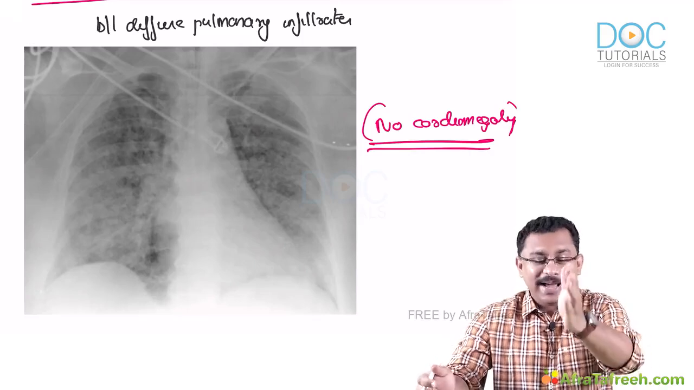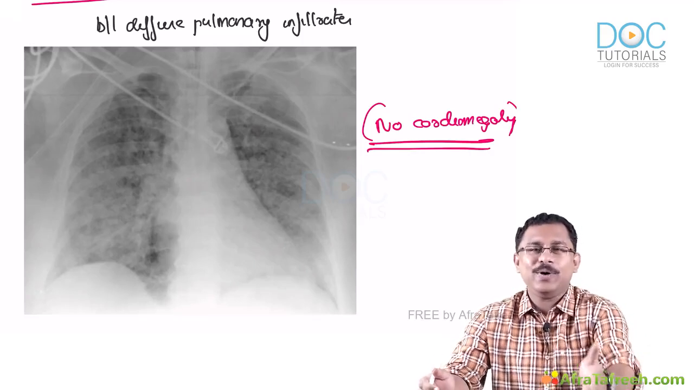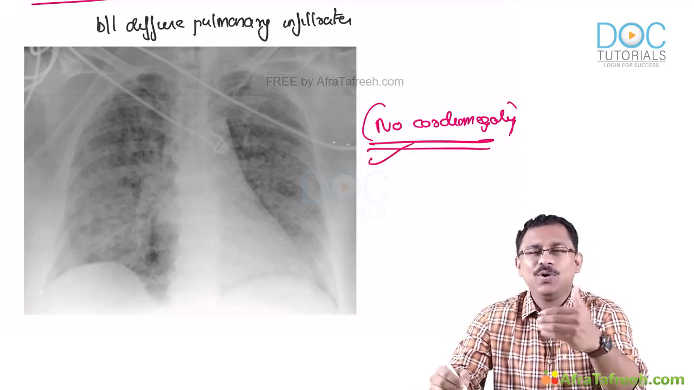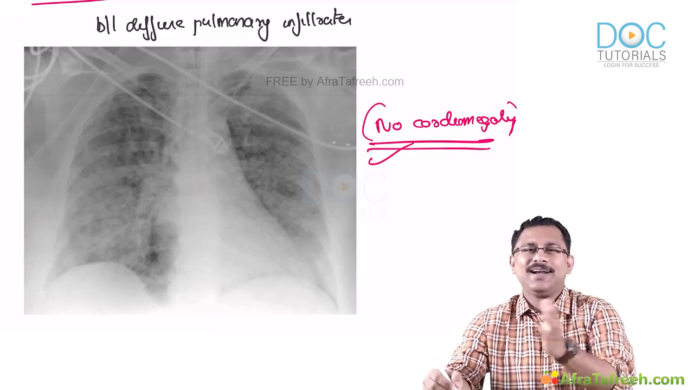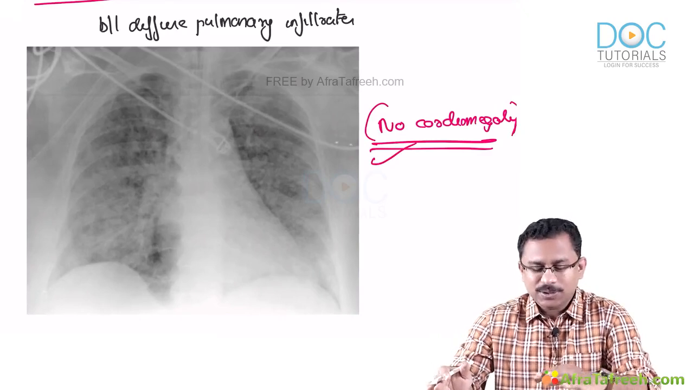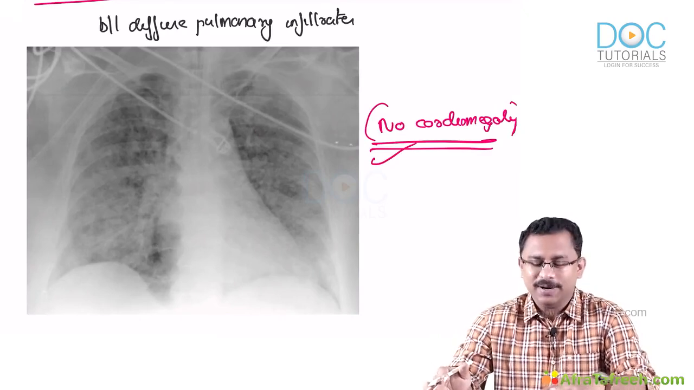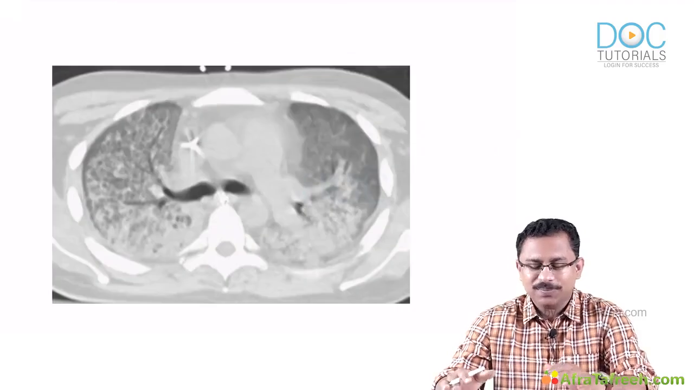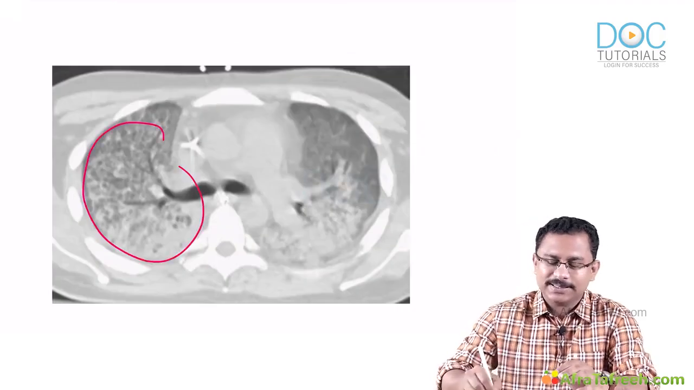But in case of an acute cardiac event, where the patient has developed an acute MI, probably you are not going to get your cardiomegaly. But again, it will help you to differentiate a cardiac from a non-cardiac pulmonary edema in certain scenarios. So you see here bilateral diffuse pulmonary infiltrates. You can see the CT thorax also showing diffuse infiltrates.